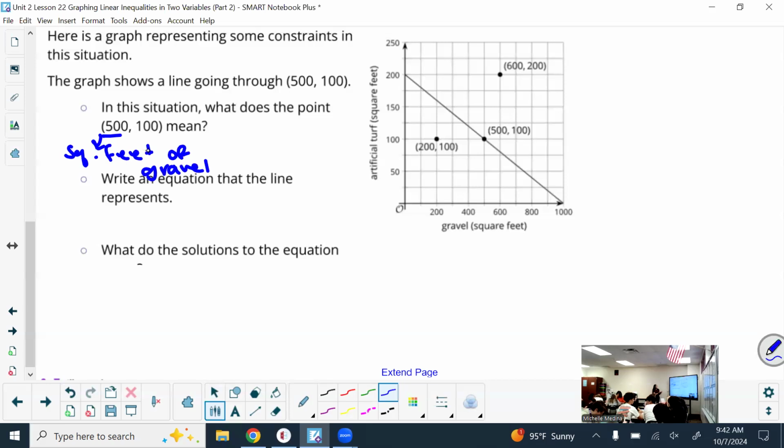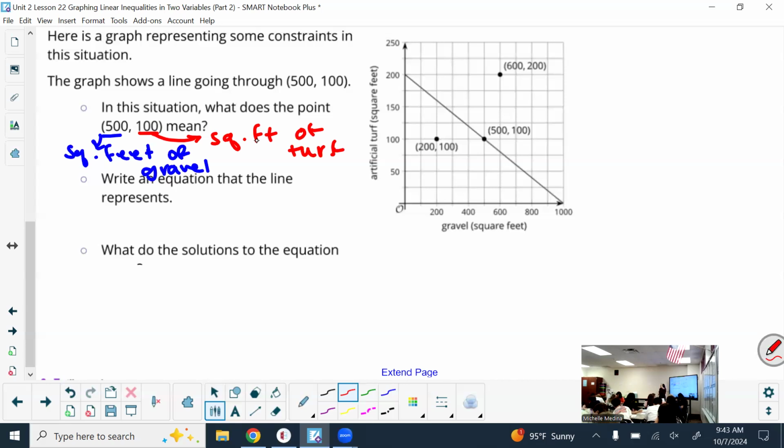The 100 is my square feet of, read the y-axis. The artificial turf. Abbreviating. But just read what's going on. This is in the x spot, read the x-axis. This is in the y spot, read the y-axis. And since they are on the line, they meet the criteria for that situation. So that means if she buys this amount of each, she's going to use her entire budget. Okay? That's basically the difference.